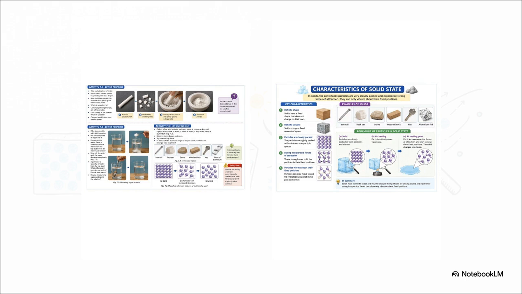Because of this intense microscopic grip, the particles can't really move past each other. Actually, scratch that, they do move, but they're only able to vibrate vigorously right in their fixed positions. This is exactly why solids have a definite shape and a definite volume. You can't just squish an iron nail into a new shape with your bare hands because those particles are absolutely refusing to let go of their neighbors.